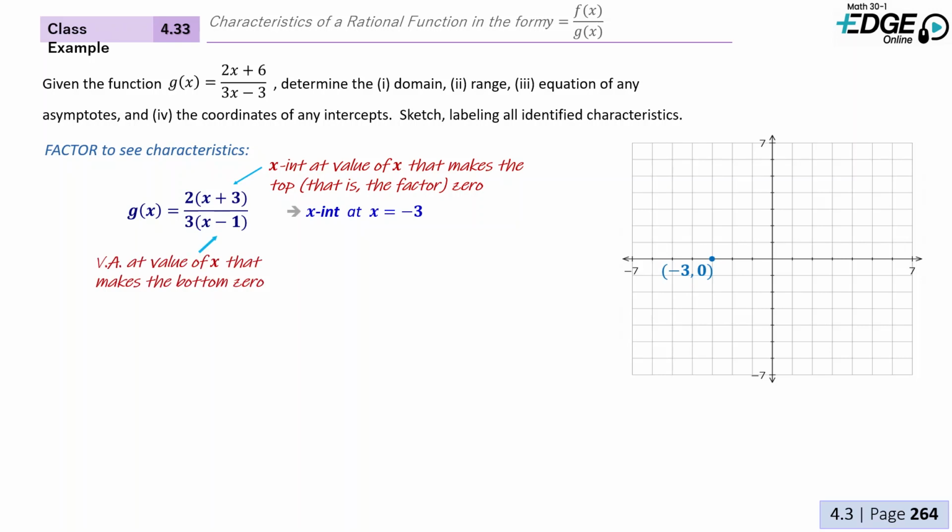If we look at the denominator, we're going to have a vertical asymptote at 1, which is the value that would make this factor equal to 0, which would have us dividing by 0, which can't happen.